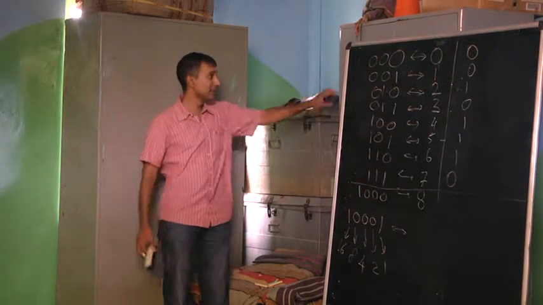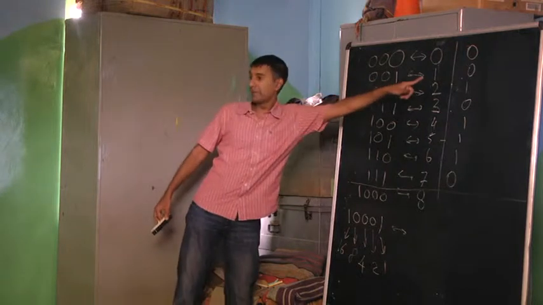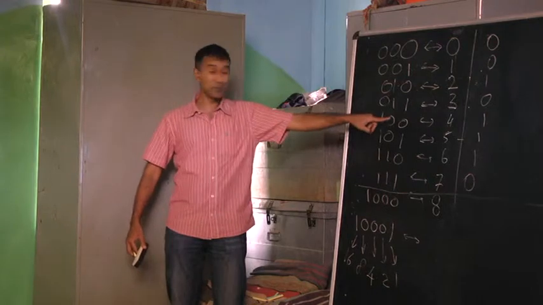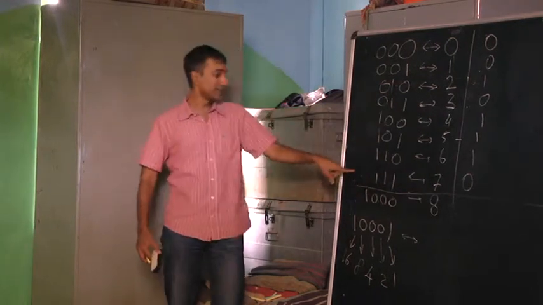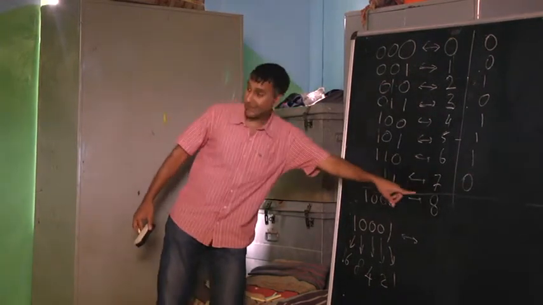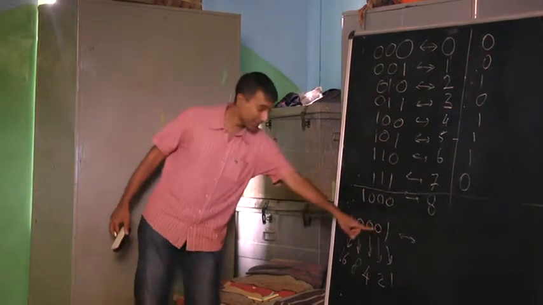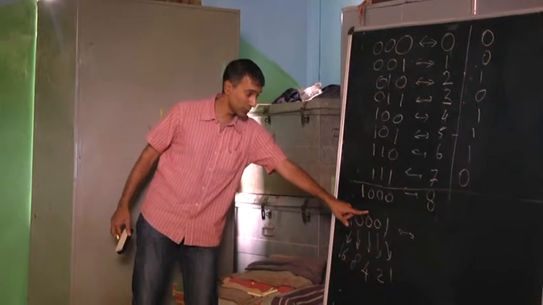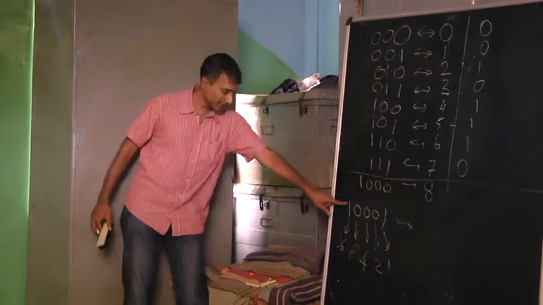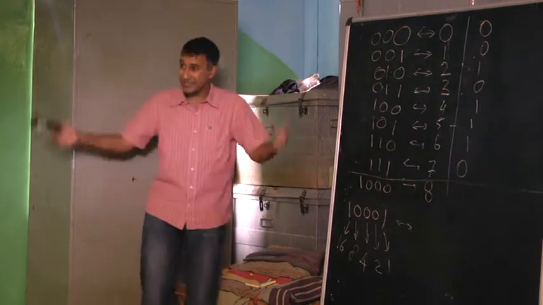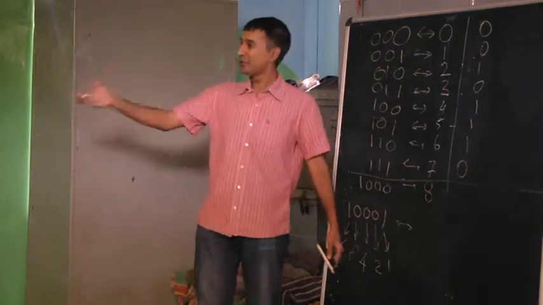But in this world, the 1's place is 1, but the 10's place is 2. The 100's place is 4. The 1000's place is 8. That's all I've written over here. Is that fine? Yes. So this is 1, 2, 4, 8, 16, 32, 64, 128. So you can keep on doing it, right?